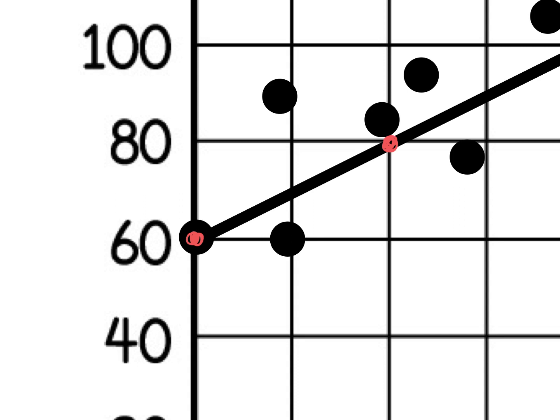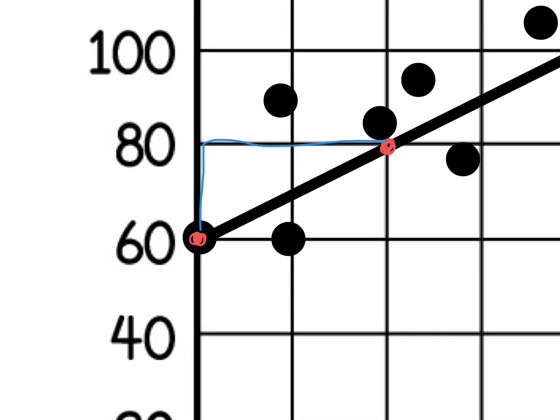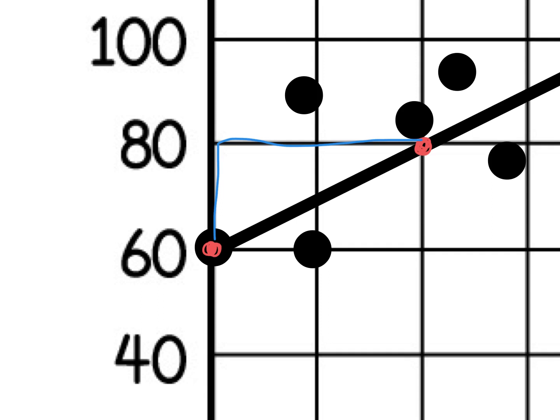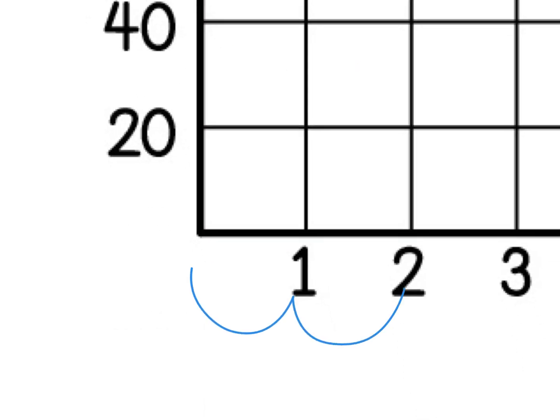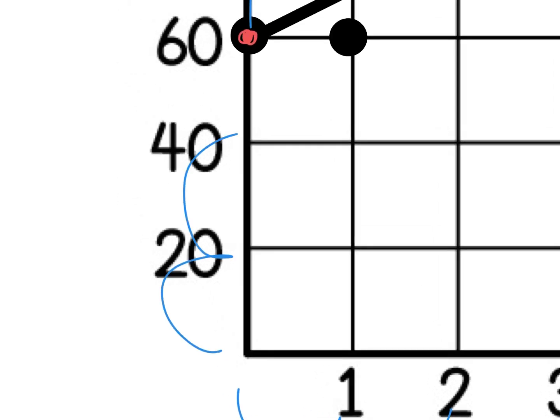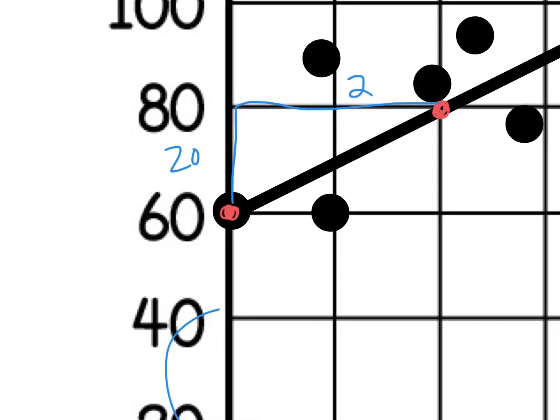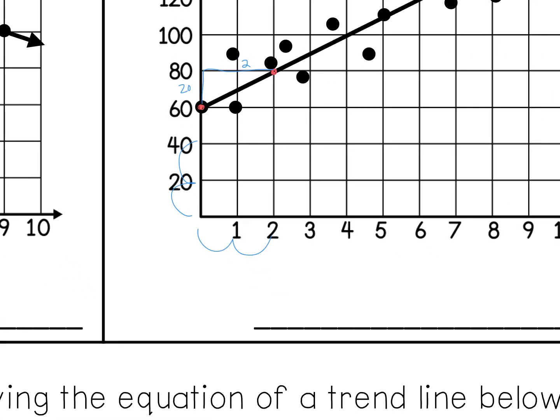Okay, what is my rise for this problem? If I draw my triangle, it's not 1. How far is my rise? 20. And then how far is my run? 2. It is just 2. Because look at the bottom. You see it's counting by 1s, but on the left side it's counting by 20s. So that's why it's 20 over 2. So what is 20 over 2? No, what's 20 divided by 2?